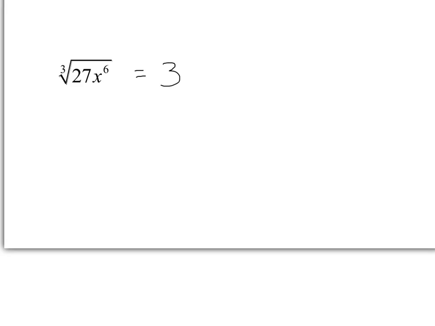Now I need 3 things that are going to multiply together to give me x to the 6th that are all the same. Let's do a little scratch work over here. That's going to be x to the 2nd times x to the 2nd times x to the 2nd, right? All 3 of those are the same, and 2 plus 2 plus 2 is 6. So I think you can see you're dividing the 6 up into 3 parts that are all the same, so that's the same as doing 6 divided by 3, and that's going to be x to the 2nd.